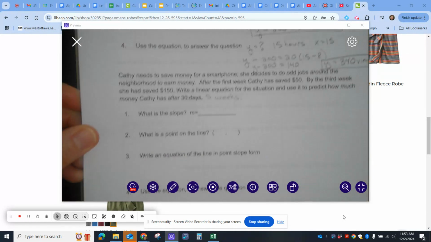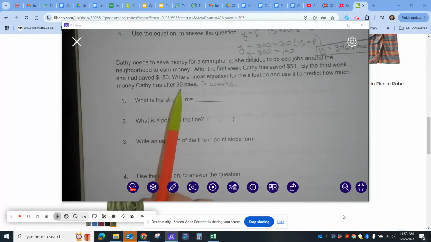Okay, the next one I made one little change, which I would like you to go to the very last two words where it says 30 days and change that to 5 weeks for me.